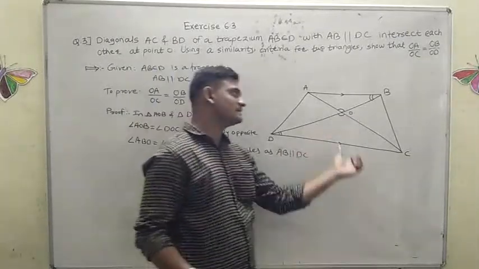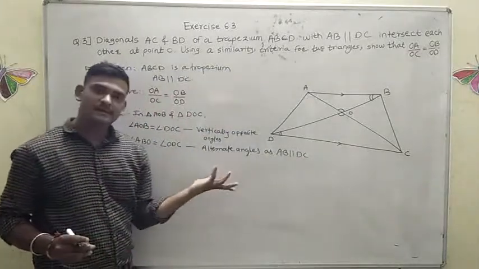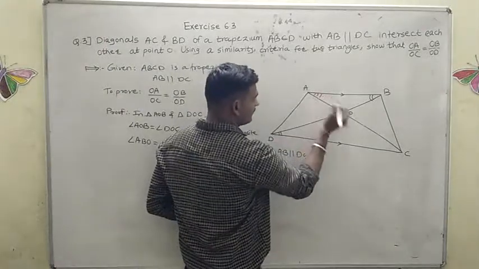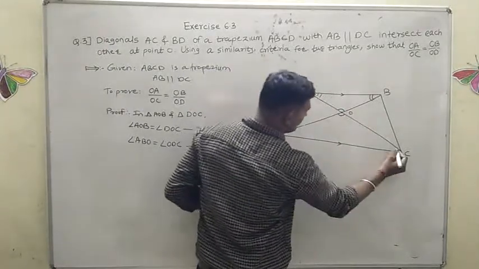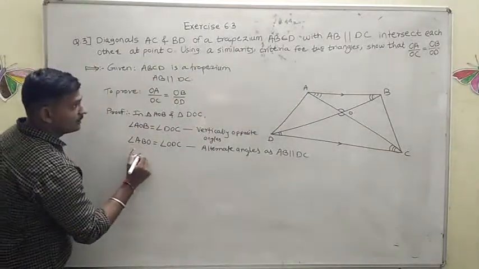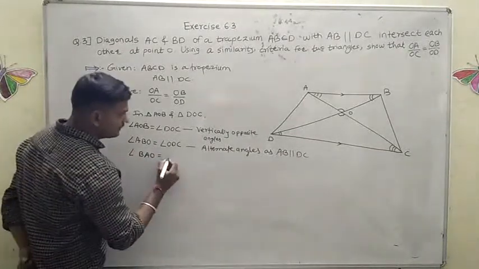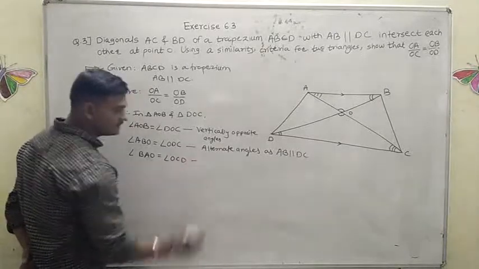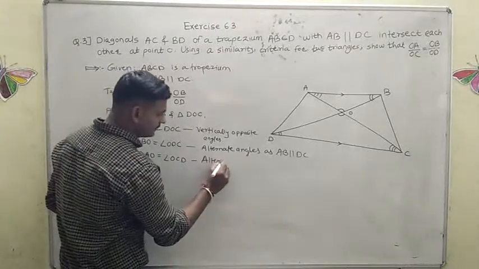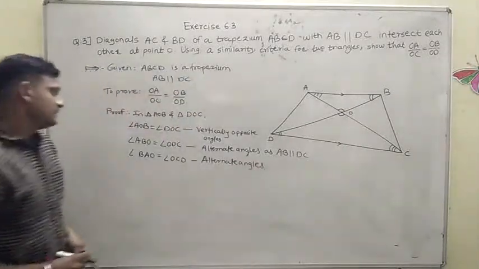We know that AB is parallel to DC, it is given in the question. Therefore, these two angles are alternate angles, and alternate angles are equal. And one more angle is equal here. See this angle: angle BAO is equal to angle OCD. What is the reason? Alternate angles. These are also alternate angles.